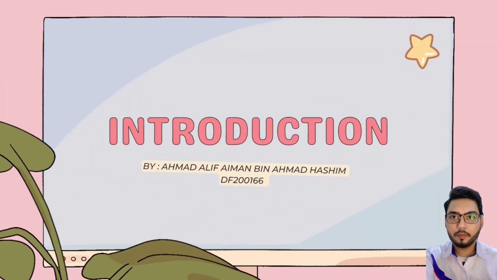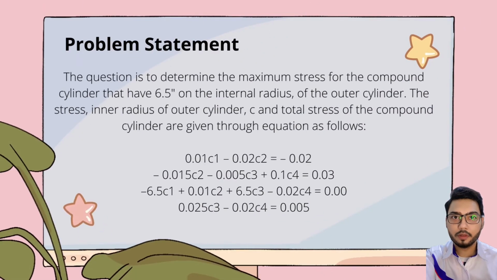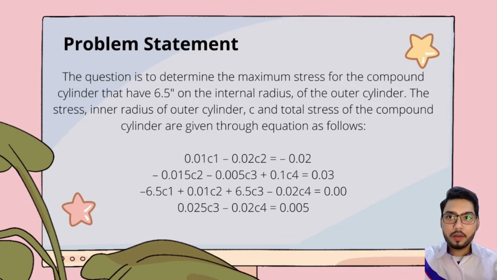Okay, let's start with the problem statement. In the compound cylinder of this project, the internal radius of the inner cylinder is 5 inch, while the outer radius is 6.5 inch. The outer cylinder has an internal radius and outer radius of 6.5 inch and 8 inch respectively. The question is to determine the maximum stress for the compound cylinder that has 6.5 inch on the internal radius of the outer cylinder. The stress, inner radius of outer cylinder C and total stress of the compound cylinder are given through the equations below.